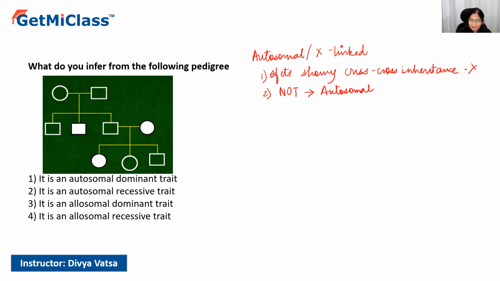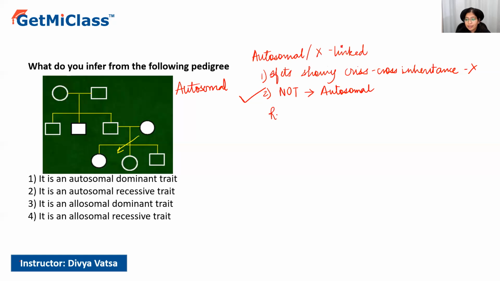So here, can you see the crisscross inheritance? Let's have a look. Crisscross inheritance means from male to female, female to male. From here, you can see that it goes from female to female, so this is not crisscross inheritance. That means it is going to be autosomal. So one thing we are clear about in this case is that this particular disease is an autosomal disease.